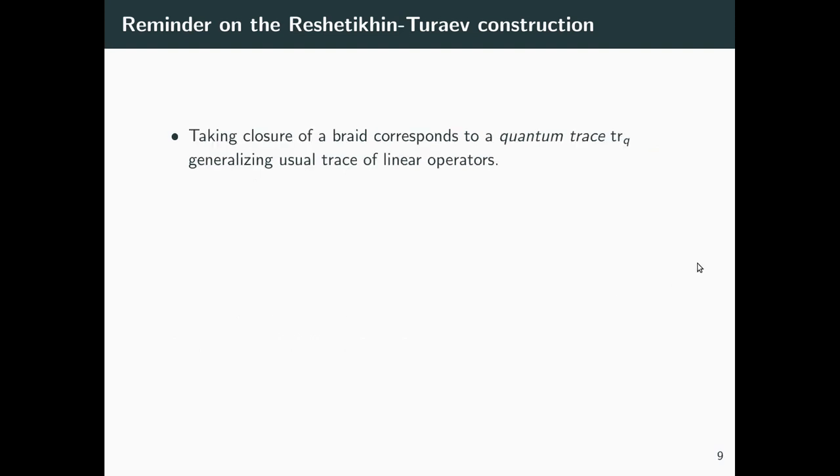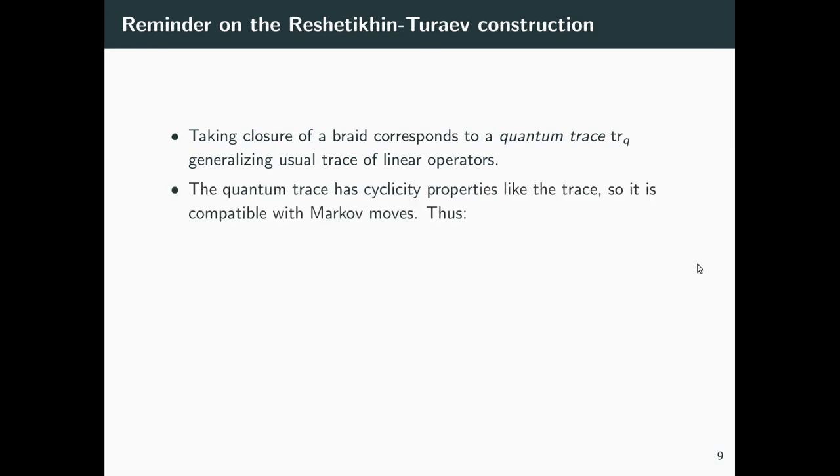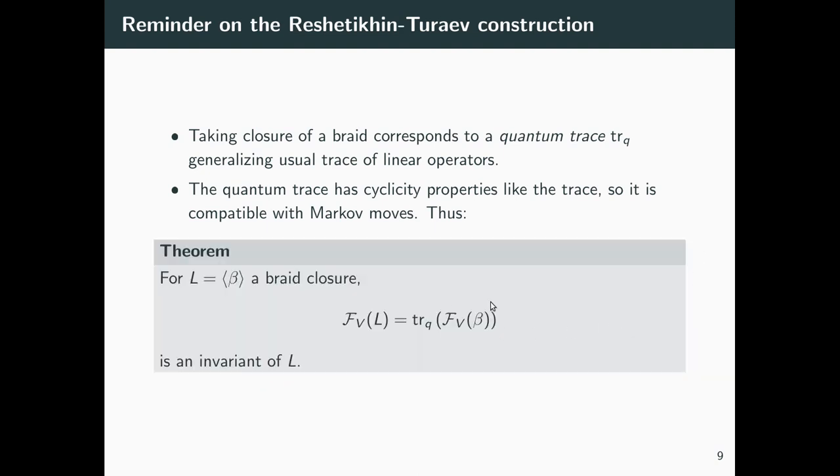Now, again, I want link invariants, so to do that I take closures. On the algebra side, taking a closure of a braid is called taking a quantum trace, which is like an algebra construction that generalizes the ordinary trace. In particular, like the trace, it's cyclic: the quantum trace of AB equals the quantum trace of BA, so it's compatible with the Markov moves on braid closures. If you take the quantum trace of the image of this functor, you get this complex number, or scalar, f sub V of L, that's actually a link invariant.